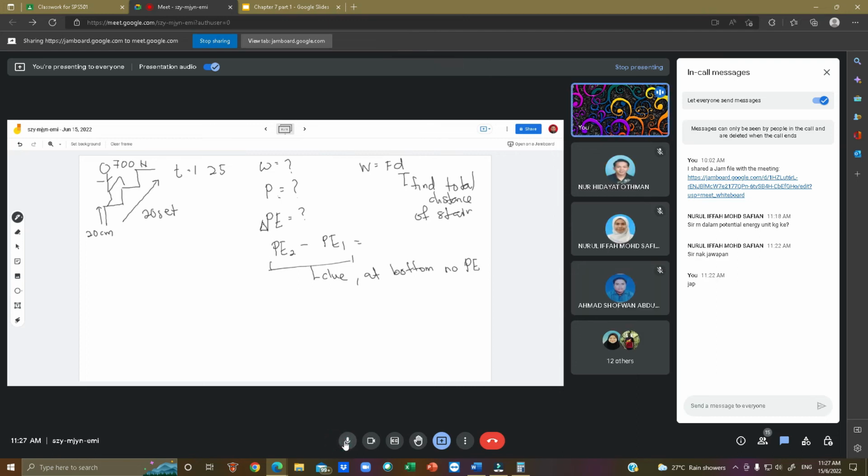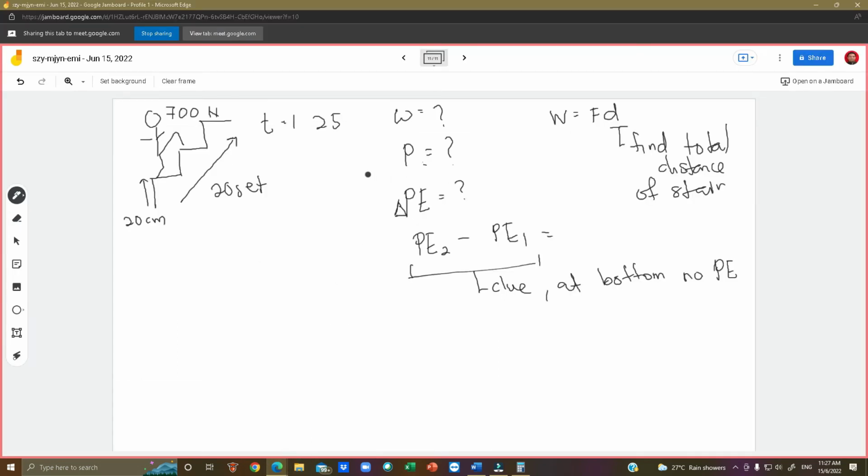Okay, jom kita tengok jawapan ni. Jawapan yang kamu dapat berapa? Berapa work done? How much work being done? Berapa banyak work yang kamu dapat? Berapa banyak energy yang kamu dapat? And how much the change of potential energy? Saya nak jawapan dia dulu. Can you give yours first and then kita tengok jalan kerja dia. Berapa work? Work berapa?